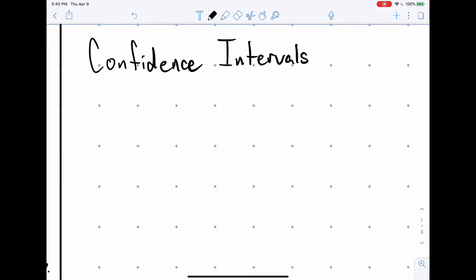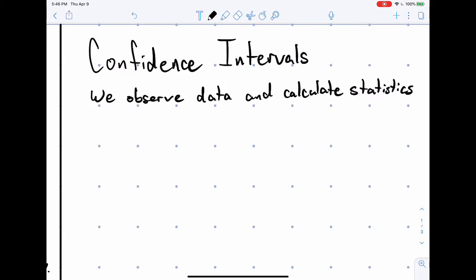In this video, I'm going to talk about confidence intervals. So here's the big idea with confidence intervals. As scientists, we observe data and we calculate statistics based on the data that we actually see. But we never know the true population parameters in practice.